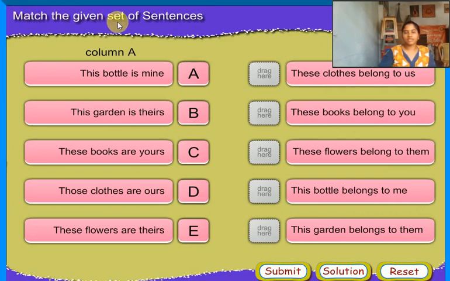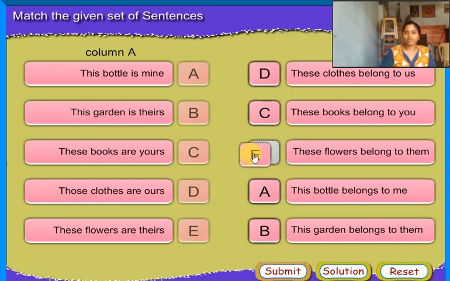Match the given set of sentences. Column A, column B. This bottle is mine. This bottle belongs to me. This garden is theirs. This garden belongs to them. These books are yours. These books belong to you. Those clothes are ours. These clothes belong to us. These flowers are theirs. These flowers belong to them.